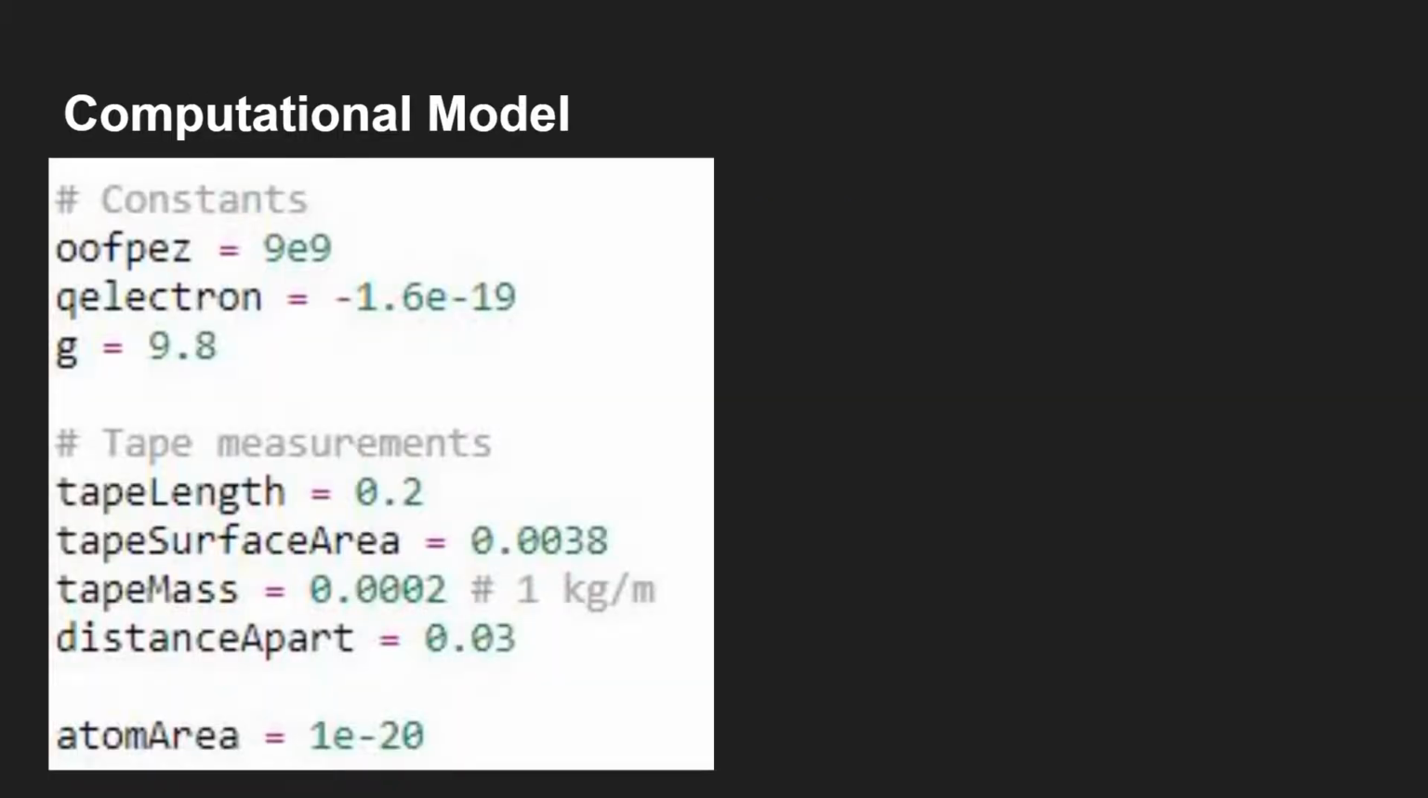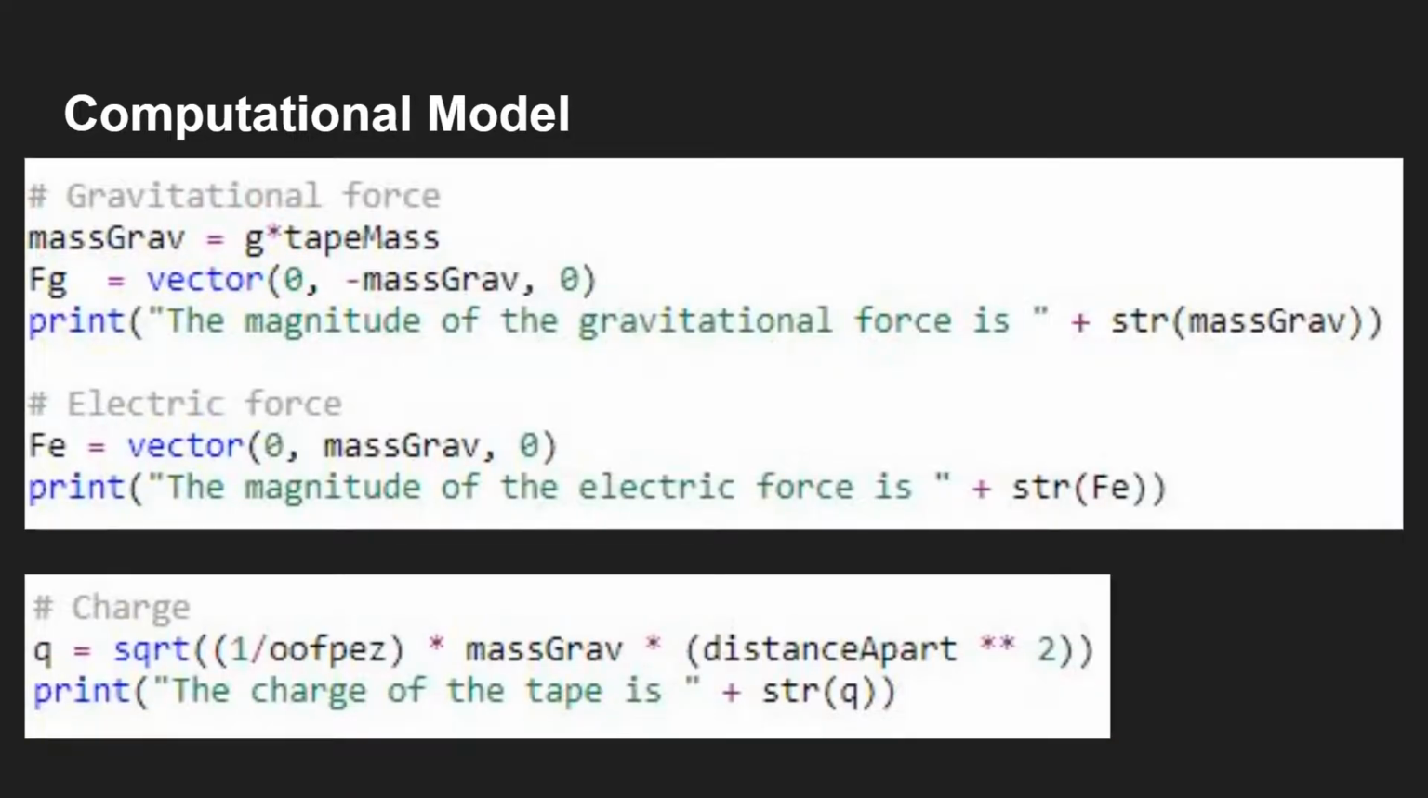Now putting that into GlowScript, these are just some constants setting up at the beginning, like the gravitational constant of 9.8 and the charge of an electron, and then the measurements of the tape as well as the area of an atom. And then the gravitational force, where we get a variable called mass grav equal to the gravitational constant times the tape's mass, and then have that in the negative y direction. And then electric force, because we said it's in equilibrium, it's equal to the opposite of the gravitational force. And then we can solve for charge knowing this mass grav variable, which is just the electric force.